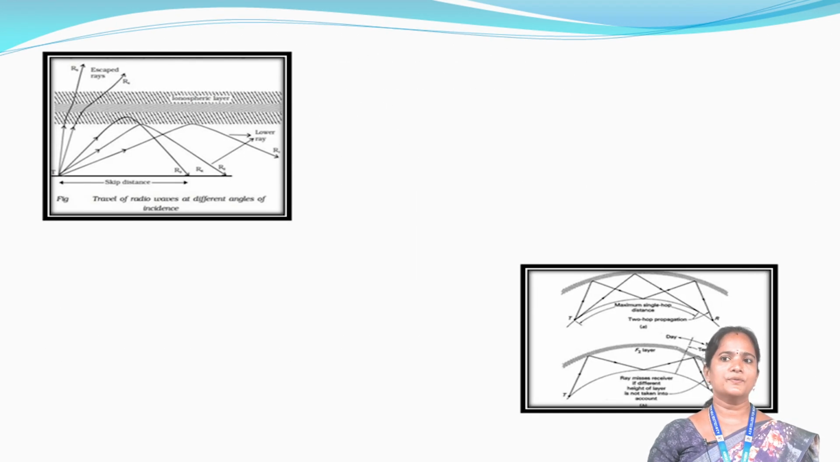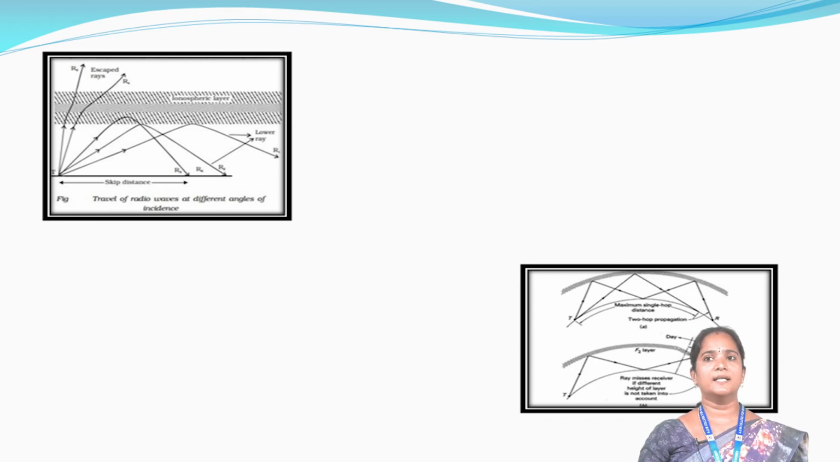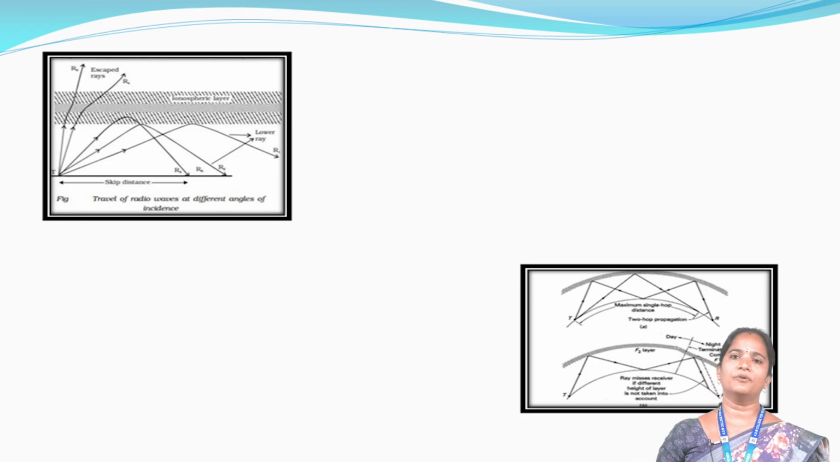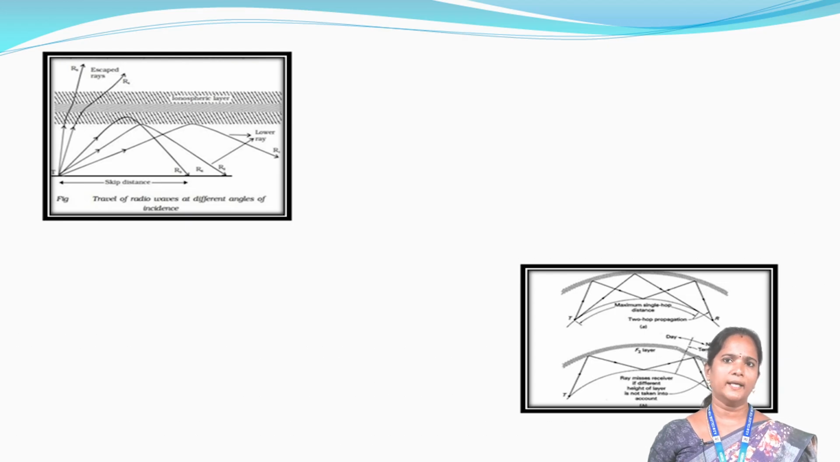Radio waves travel at different angles of incidence. When the angle of incidence is made quite large, as for ray 1, the sky wave returns to ground at a long distance from the transmitter.